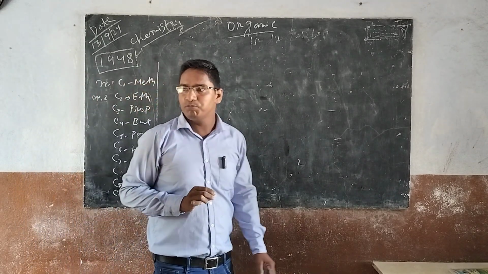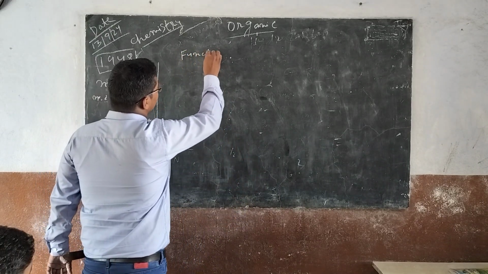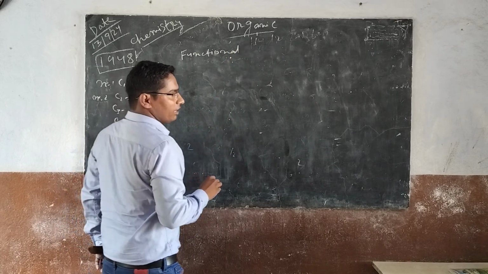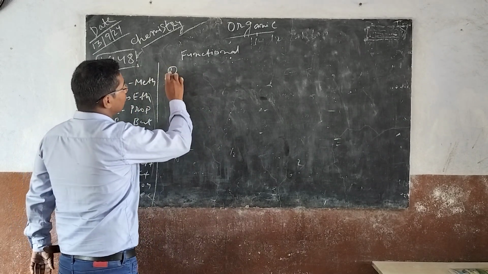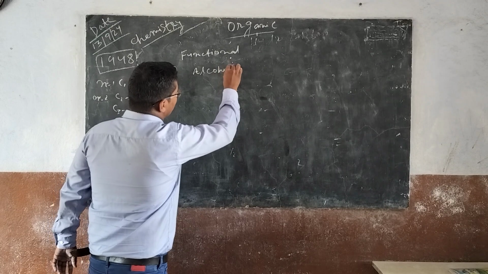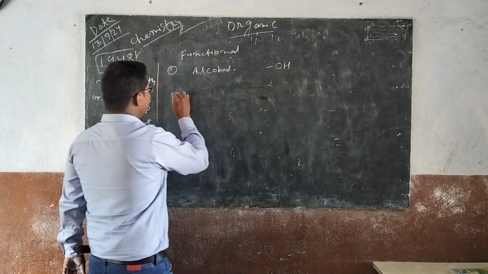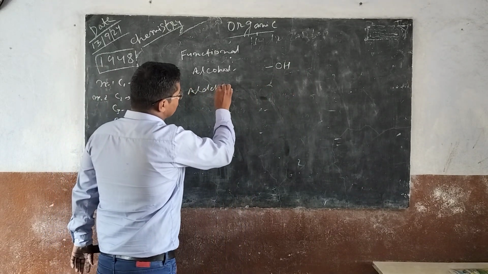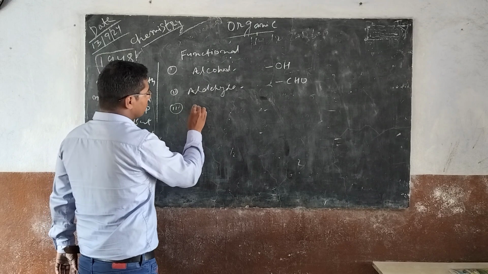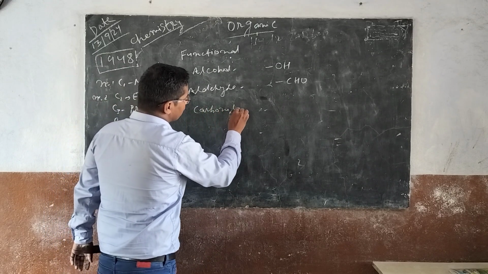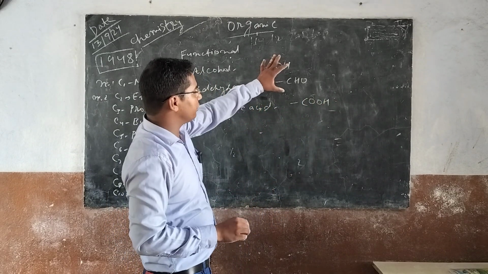First note down the functional groups, which we use to make organic compounds. First, alcohol, symbol OH. Second, aldehyde, symbol CHO. Third, carboxylic acid, symbol COOH. It is written in the compound, not in the structure.